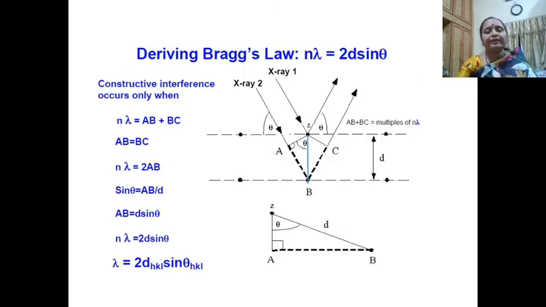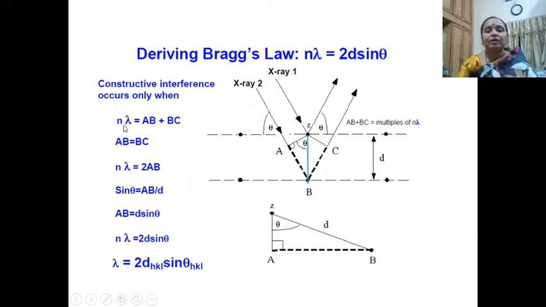Coming to a brief derivation of Bragg's law, let us consider two X-rays falling on a crystal. If there is going to be constructive interference, this X-ray is going to get deflected over here. X-ray 2 is going to go to the next plane and get deflected. The distance between the two planes is going to be d. The second one is going to cover an extra distance of AB and BC.